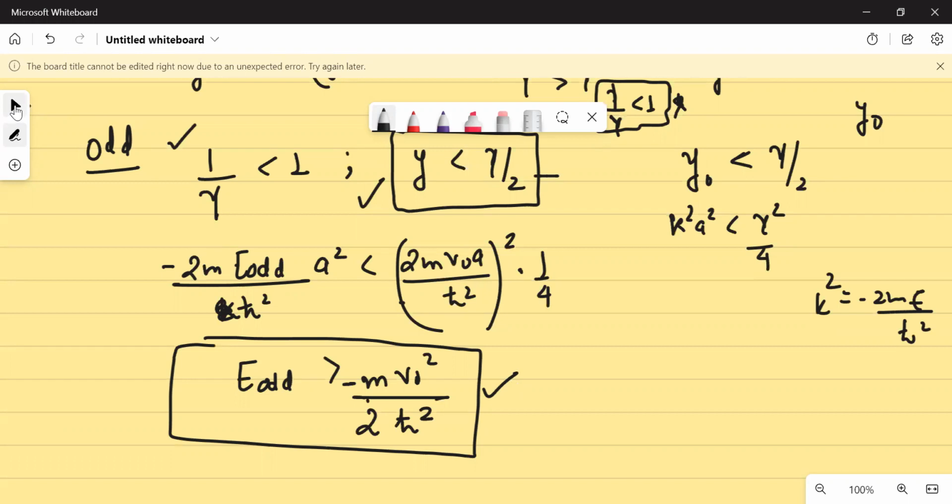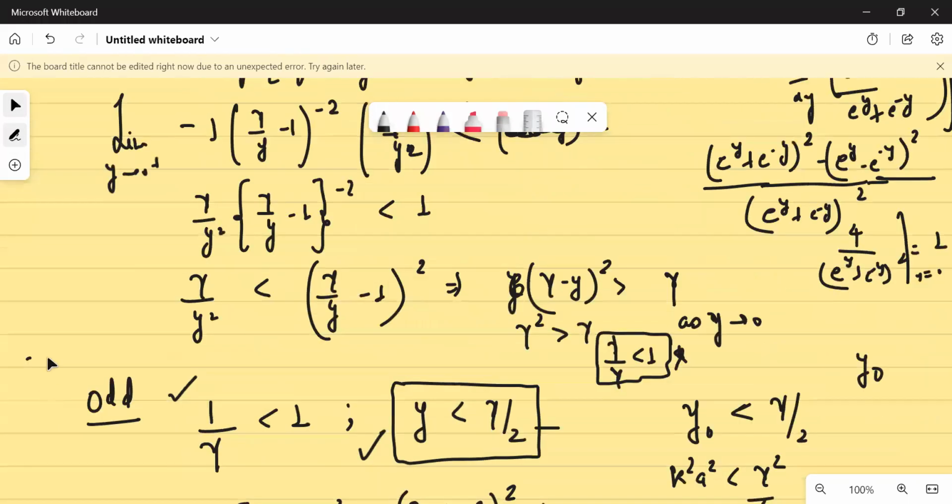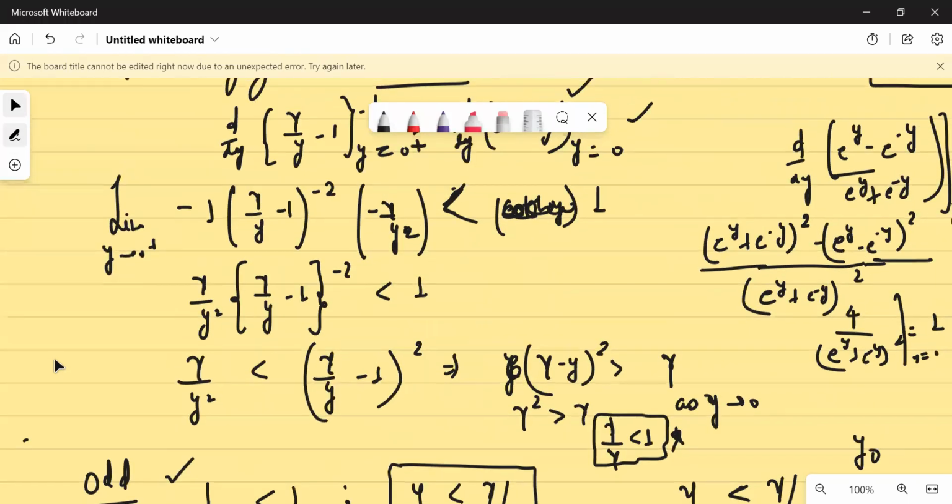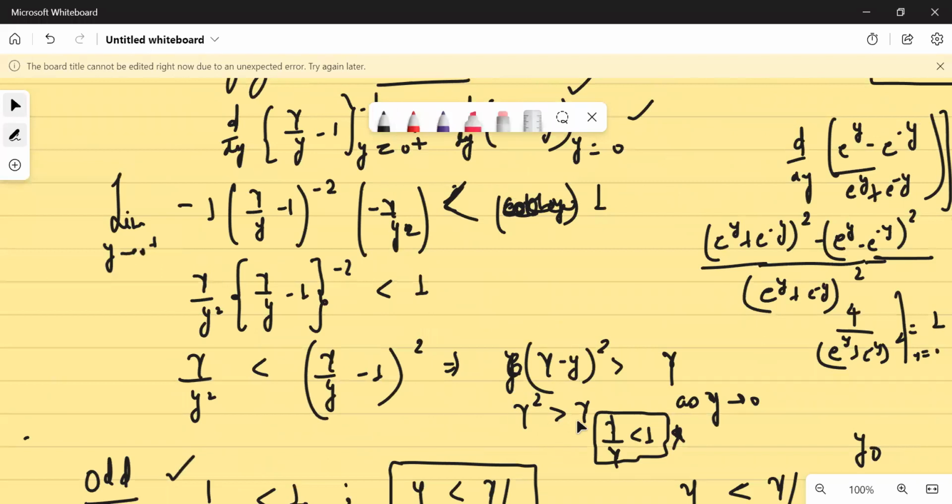Sir, how did the condition 1 by gamma less than 1 come? Okay. Gamma square is greater than gamma. Or what you can do is take this thing to this side, make it gamma square minus gamma, and then greater than 0. Gamma should be positive, because gamma is already positive, so you don't have to pay heed to it.